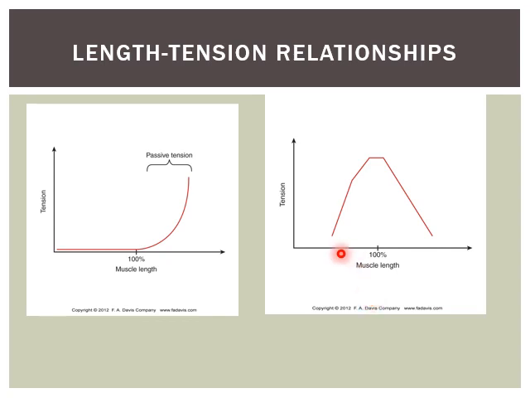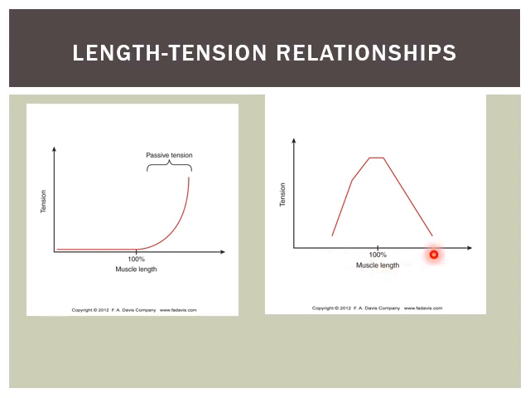As a muscle shortens, there are fewer cross bridges available. That basically means that you're going to lose tension. So really, active tension can be at its highest when the muscle is at 100% of its resting length. If you go below that, you're going to lose it.